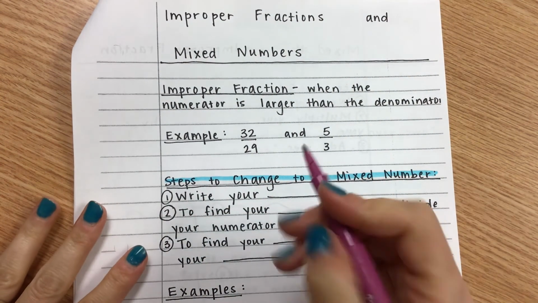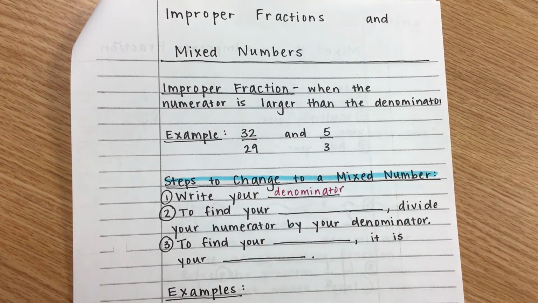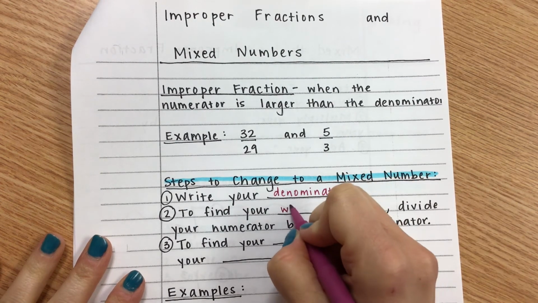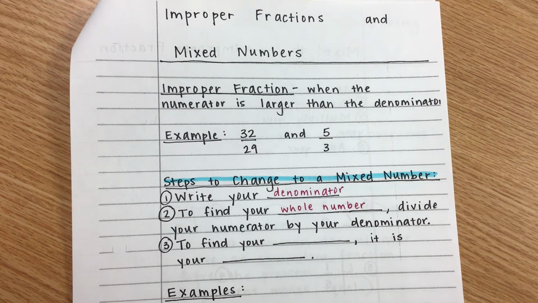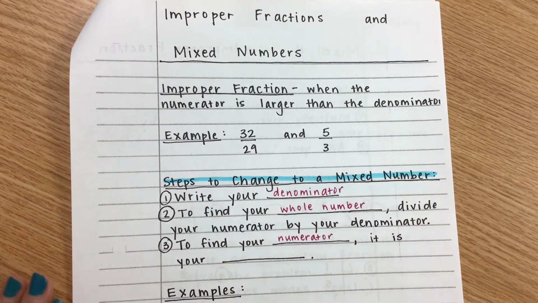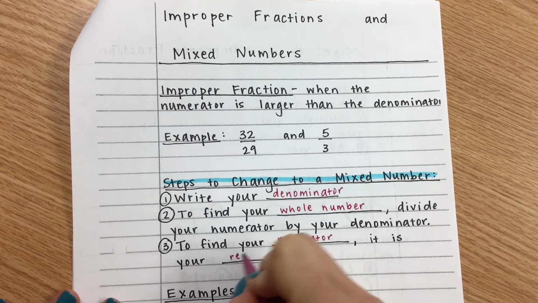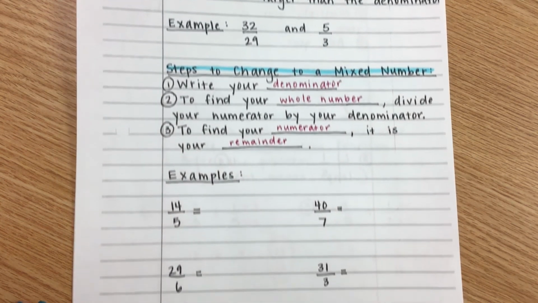The first thing we do is write your denominator, because your denominator is not going to change. Next, number 2, it says to find your whole number, divide your numerator by your denominator. And these are like your official directions. You might hear me say something else when we're doing it. Step number 3, to find your numerator, it is your remainder. Okay, so here are our examples.